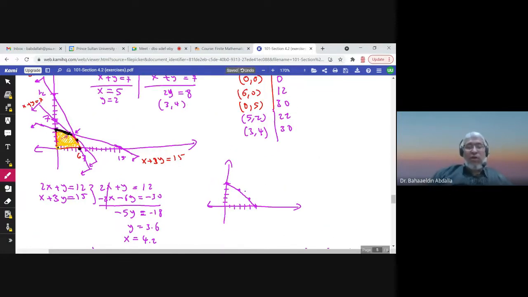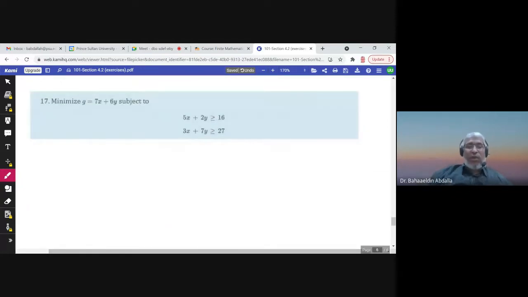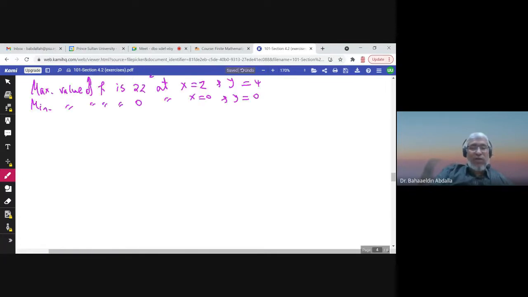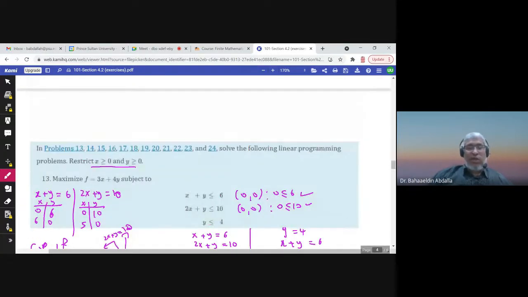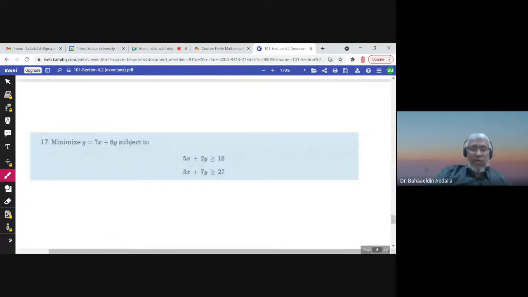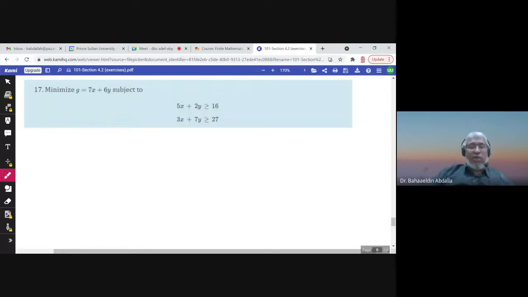Notice that if your graph is accurate, you will find out where the corner points are exactly. Okay, so this is the solution of this problem. Another question, minimize this function subject to these two constraints. Do we have x greater than 0 and y greater than 0? Yeah, x is always greater than 0 and y is greater than or equal to 0. So this is the last question, and we have x greater than 0 and y is also greater than 0.